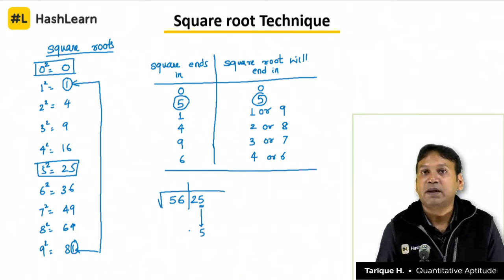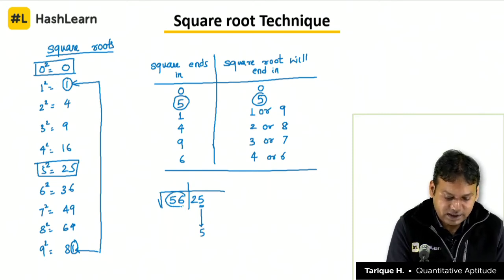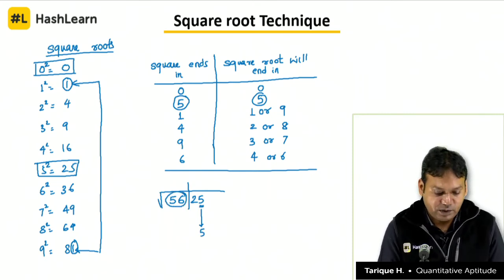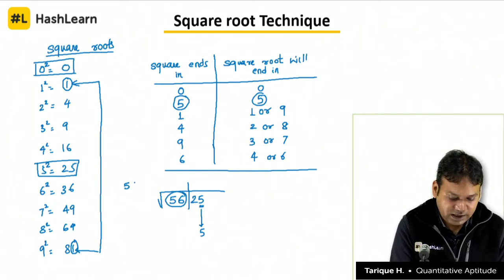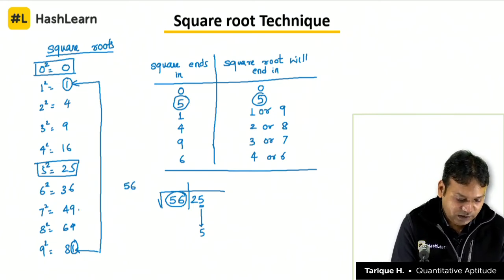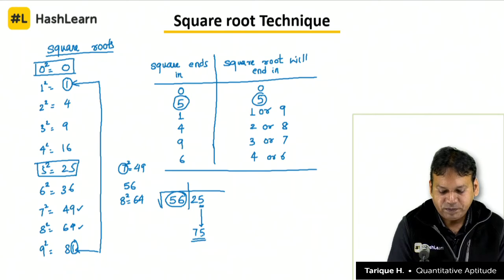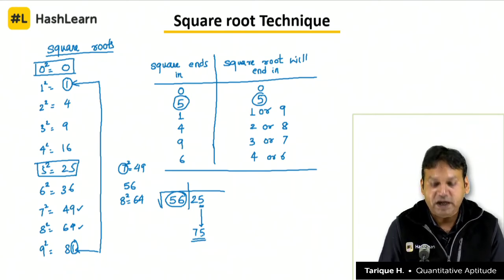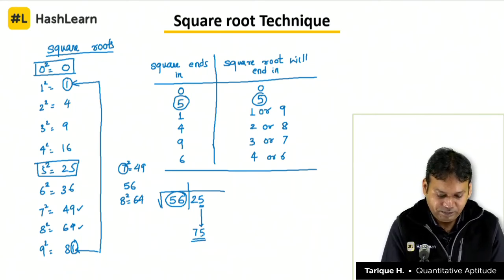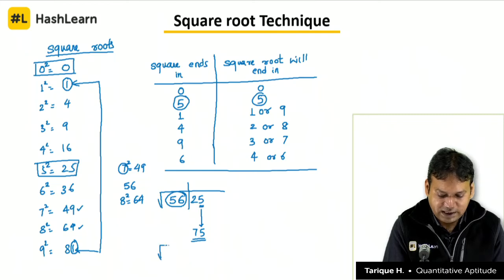This is done. Now, look at the other number here, 56. Is 56 a perfect square? No. 56 is between which two squares? If you see here, 7 and 8. 7 square is 49 and 8 square is 64. So, we always take the smaller number here, 7, and write it down, and that gives you the answer. What is the square root of 5625? 75. Clear?